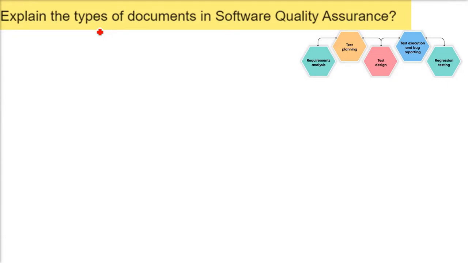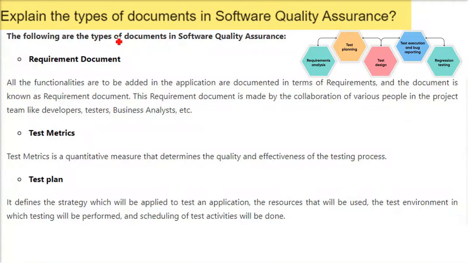Explain the types of documents in software quality assurance. So software quality assurance is at organization level. It is all about processes to be followed, standards, rules, we can say. So these are the documents in software quality assurance.